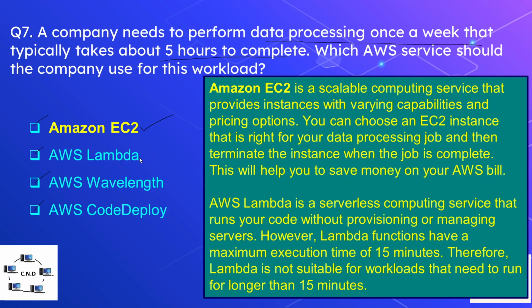So why can't we use AWS Lambda? It is because it is a serverless computing service that runs your code without provisioning or managing servers. However, Lambda functions have a maximum execution time of 15 minutes. Therefore, Lambda is not suitable for workloads that need to run for longer than 15 minutes. And here we are talking about 5 hours. So the correct option is the Amazon EC2 instance.